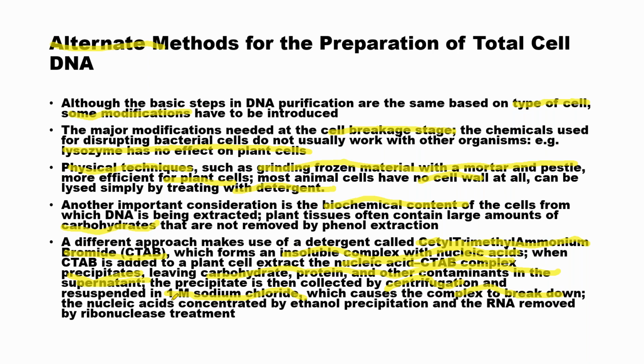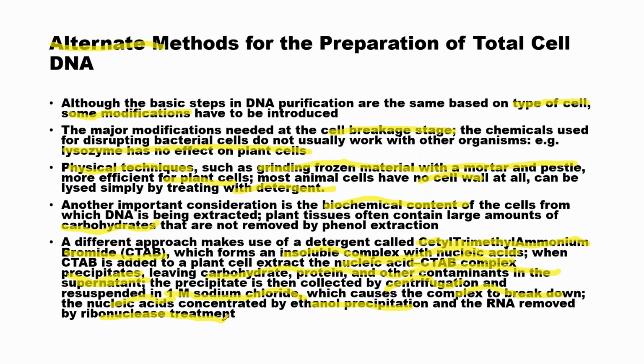Thus, the nucleic acids are concentrated by ethanol precipitation and the RNA is removed by ribonuclease treatment. So that is what we are doing in the case of plant cells. In plant cells, we are using a detergent called CTAB, cetyl trimethyl ammonium bromide. What is the function of CTAB?